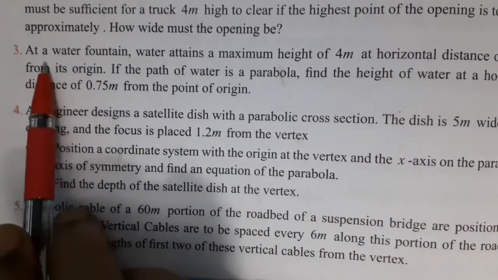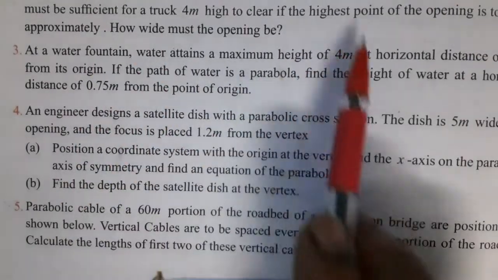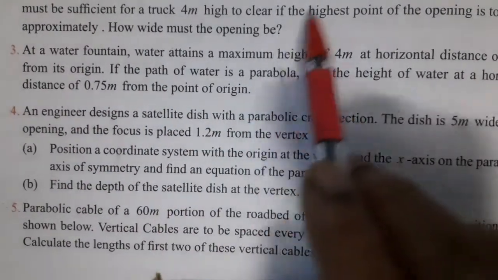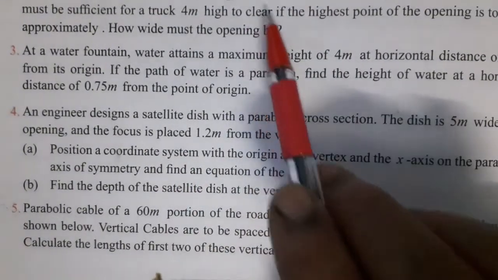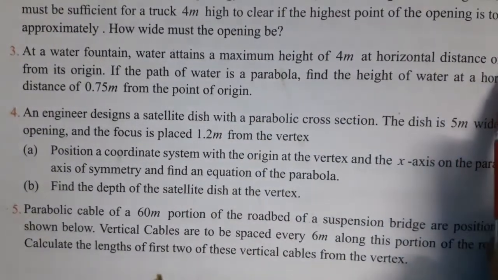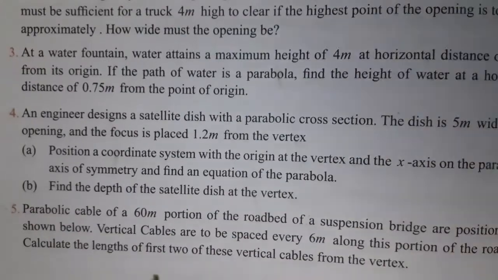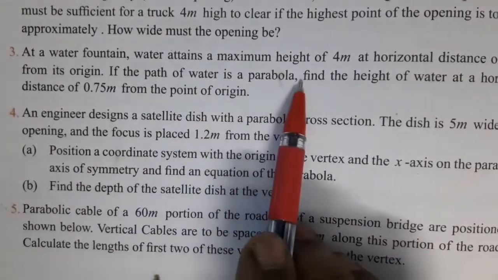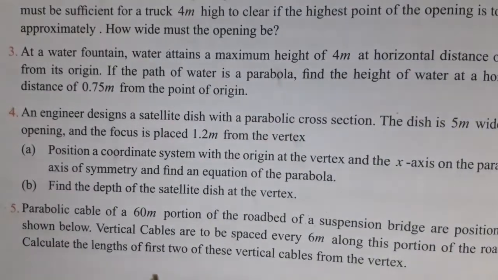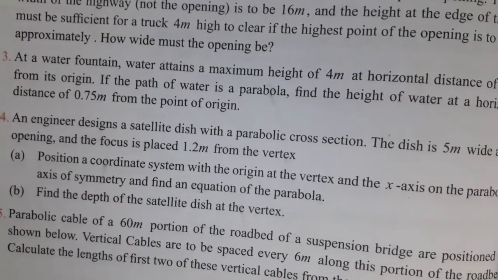See the question. At a water fountain, water attains a maximum height. When will it attain the maximum height? The water goes from the origin up to a maximum height of 4 meters at a horizontal distance of 0.5 meter from its origin. The path of the water is a parabola. Remember the water fountain: the water falls in the downward direction, so that is an open downward parabola.